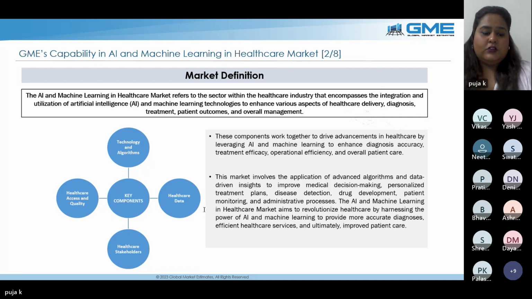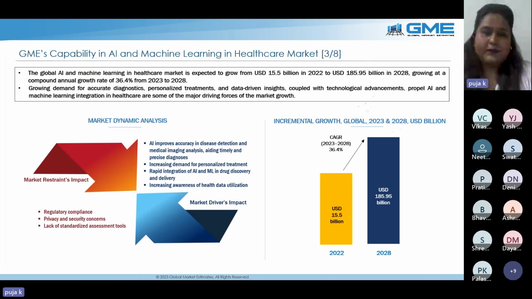To talk about the market size, yes. The global AI and machine learning market is expected to grow from around 15.5 billion in 2022 to around 185.95 billion in 2028. That's a three-digit number, which is a huge revenue for AI and machine learning to be captivating in the healthcare ecosystem. And this growth will be recorded at a 36.4% rate in the next 5 years, that is 2023 to 28. So, what is the reason for this segment to be growing?